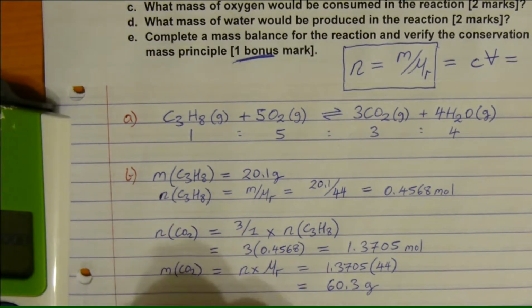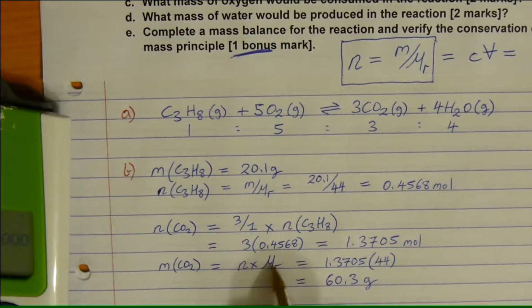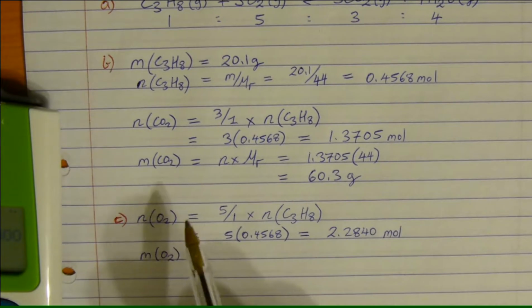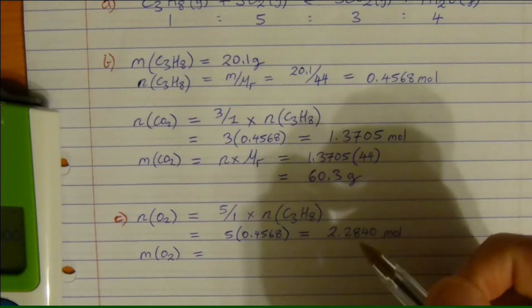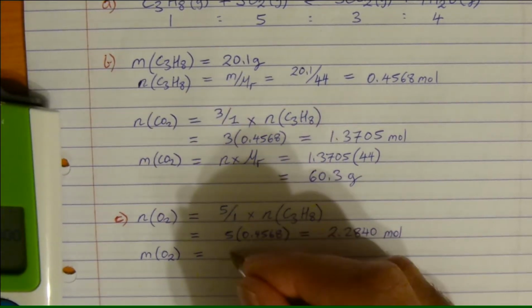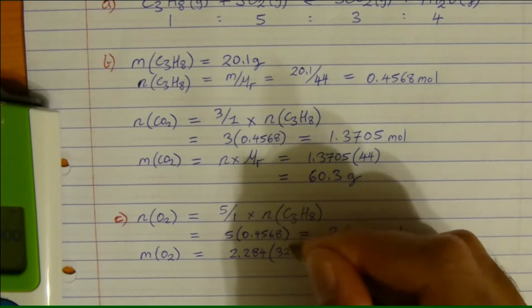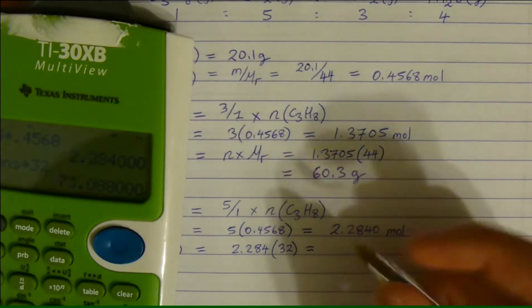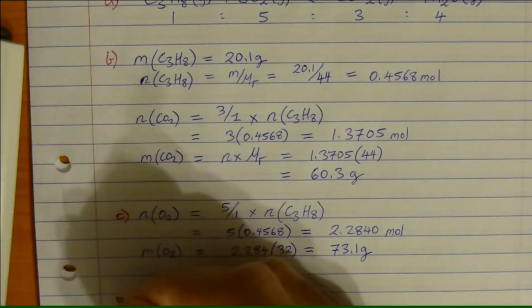Okay, my mass of oxygen is going to be equal to, now again the formula, mole times molecular weight. I'm not going to bother writing N times big M again here, just to save time. So mass is 2.284. Molecular weight of oxygen, 16, there's 2 of them, 32. So times that by 32, 73.1 grams. Okay, A, B, C, part D.